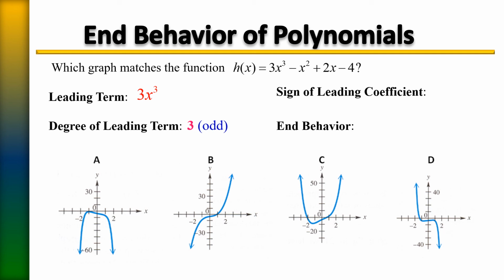So to determine which graph it is, let's take a look at the sign of the leading coefficient, because that's going to tell us whether that graph from left to right is going to be moving in an upward motion or a downward motion, or fall. The sign of the leading coefficient, as we can see, is positive. So that means with the end behavior, this graph is going to be moving from left to right in an upward motion. In other words, a rise. And that would be choice B.